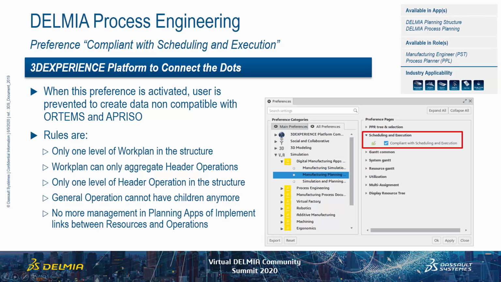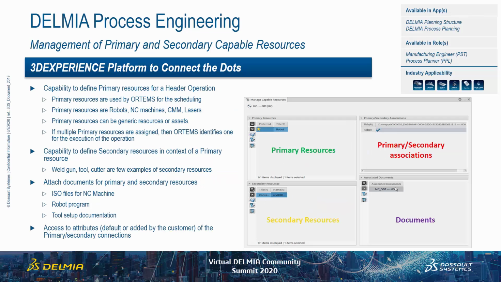be compliant with Ortems and Apriso, meaning that it's gonna apply some rules in terms of type of objects you can create, which object you can create below another one, how many levels of operations you can create, such kind of things. And this is to be sure that Ortems and Apriso will fully understand whatever you're going to define in your process engineering applications.